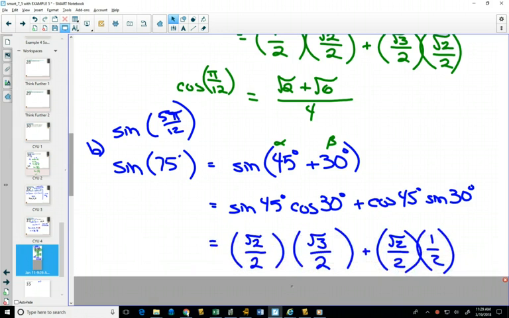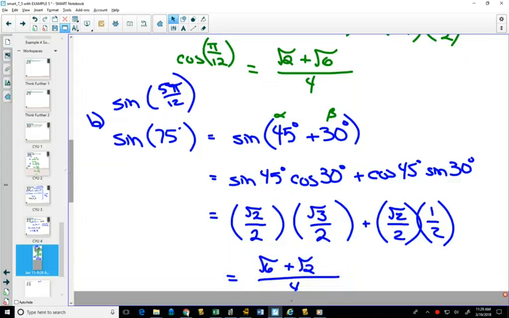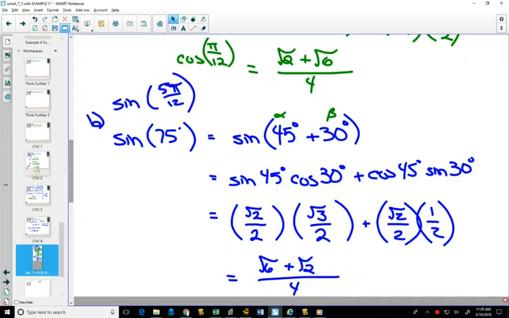Sine of 45 is root 2 over 2. Cos of 30 is root 3 over 2. Cos of 45 is root 2 over 2, and sine of 30 is 1/2. Again, multiply those fractions. And we get root 6 plus root 2 over 4 again, which happens to be the exact same answer as the one above it.